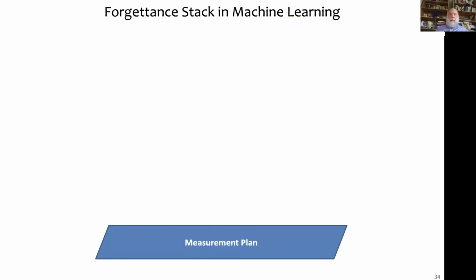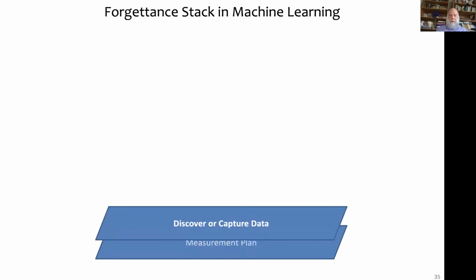So let's build what I call a forgettance stack in machine learning. As Pine and Liboiron have told us in particular, we make a measurement plan. There's a politics about that. The measurement plan tells us what the data are and what we're going to do with them. The measurement plan is thus a speech act that turns things into data. We don't know they're data until the measurement plan tells us they are data. This is far from objective.